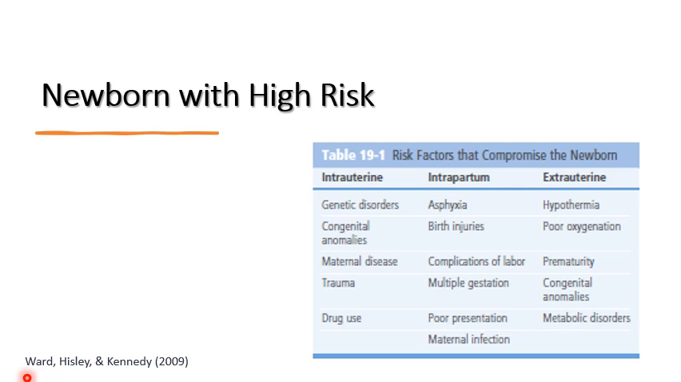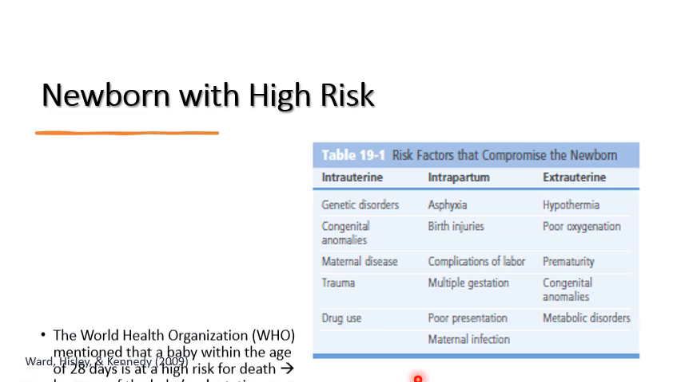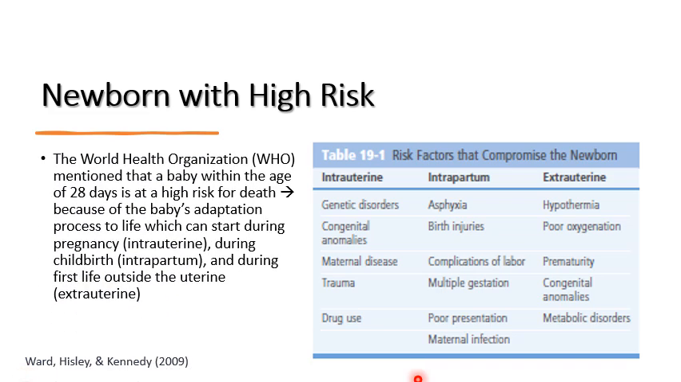So before we move forward, what is the definition of a newborn with high risk? WHO mentioned that a baby within 28 days of life has a very high risk. That's why the baby has to make adaptations, starting from the intrauterine stage to the intrapartum stage and to the extrauterine stage. So the baby needs to make a lot of adaptations, from the pregnancy to the delivery, as well as living outside as a human.